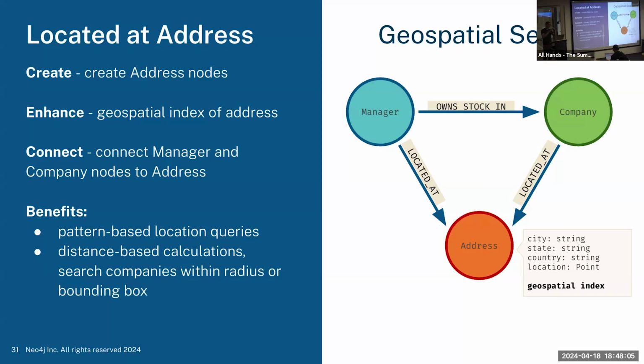But you pull those out into separate nodes. Now you can do both pattern matching through location, if you'd like to do that, or you can do nearness, like within 50 kilometers or whatever the criteria might be. So that's yet another option for doing queries on the data set.